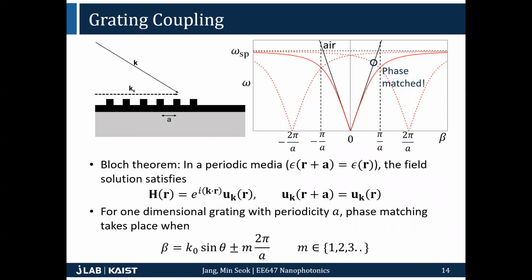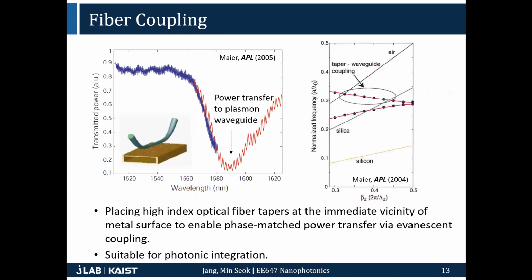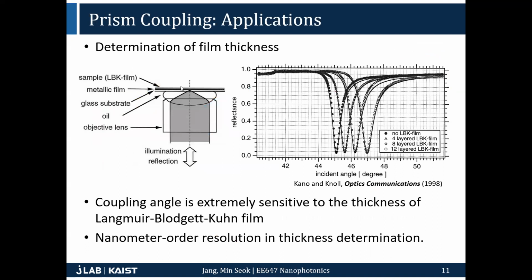Okay, Thomas asks, can you explain again why beta changes so much if you change the incidence angle? What beta are you talking about? The beta is the propagation constant of plasmons, right? The propagation constant of plasmon doesn't change as you change the incident angle. So you change the incidence angle in order to match the propagation constant of the surface plasmon, and the surface plasmon's propagation constant has been changed due to the change of dielectric material thickness.